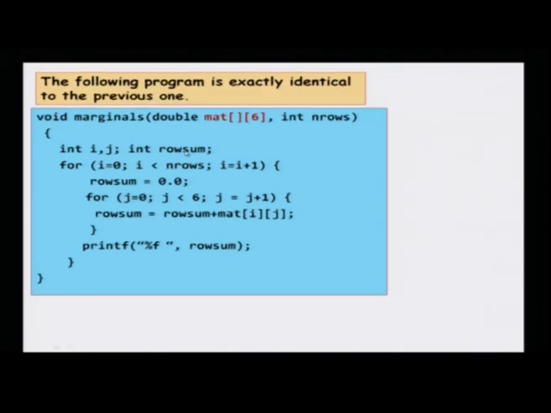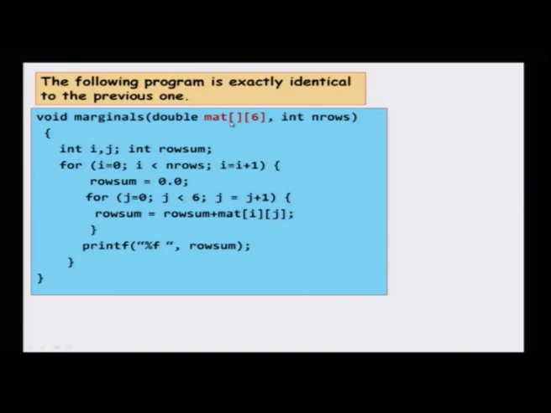So, let us see an example. Here is the completely surprising example: this code is the same as before. The only difference is highlighted in red, that I have now omitted the number of rows.